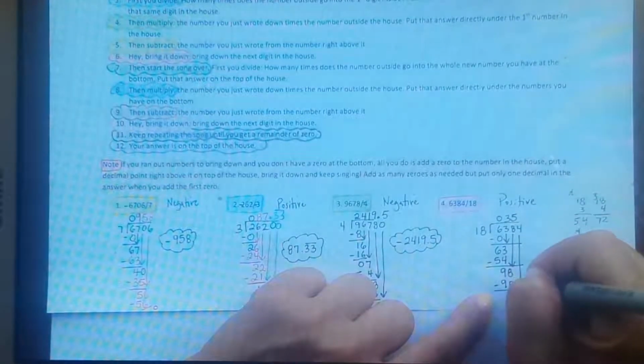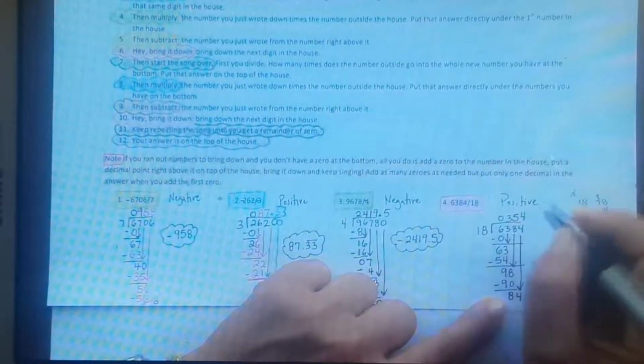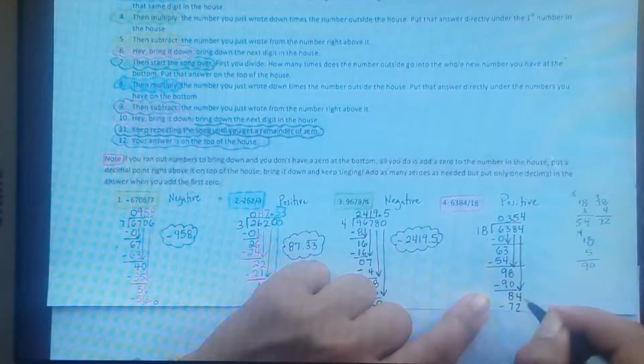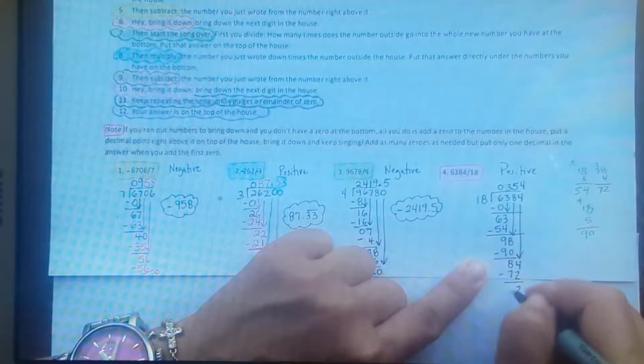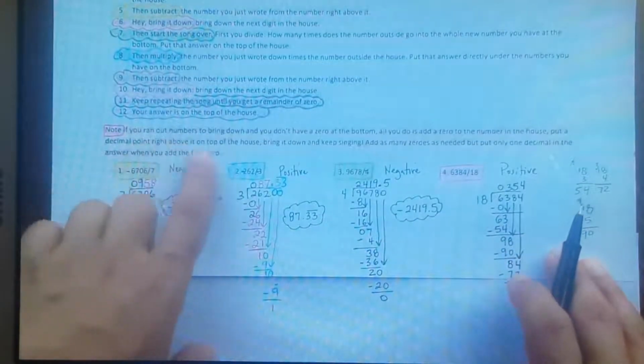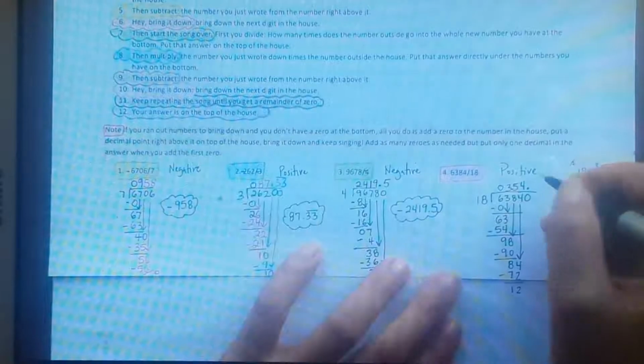Hey, bring it down. Next number into 84. That's going to be 4 times. So 4. Then multiply. And I have just 72. Then subtract. 8. 12. Hey, bring it down. There's nothing to bring down. So again, remember, you keep adding zeros, put a decimal place, and keep bringing them down and sing this song. So bring the 0 down, put a decimal place in the answer.